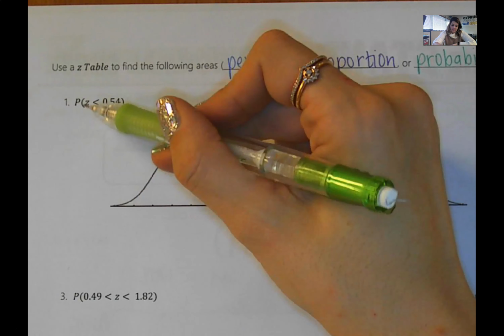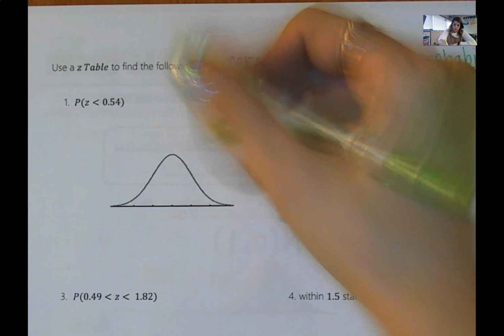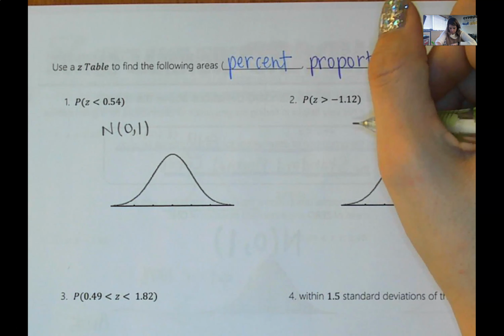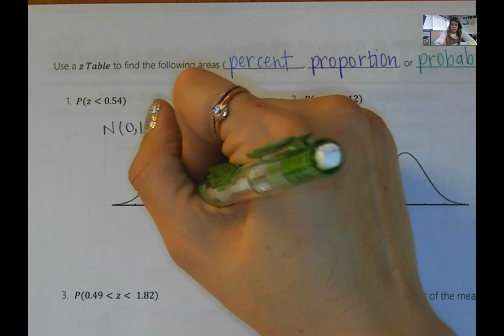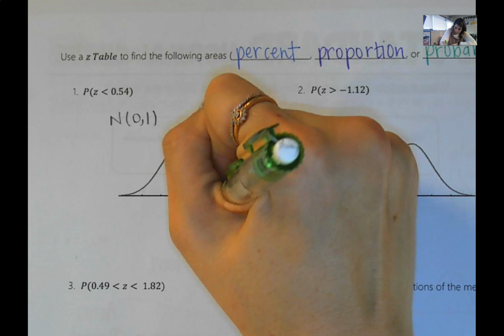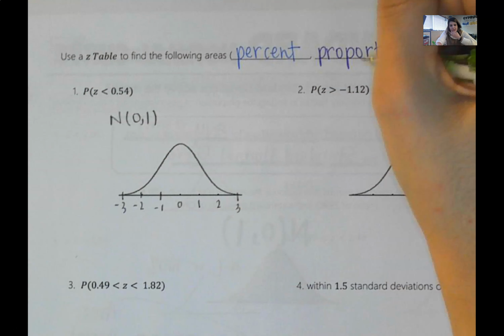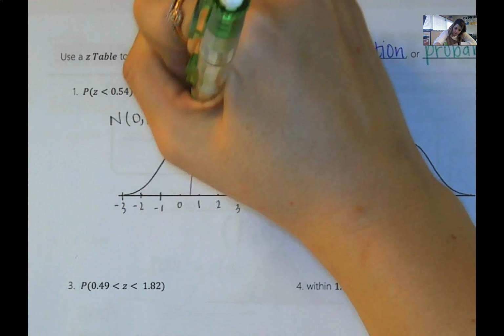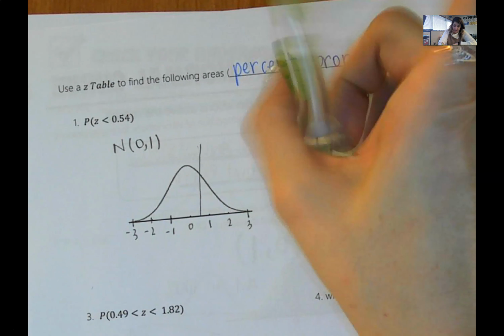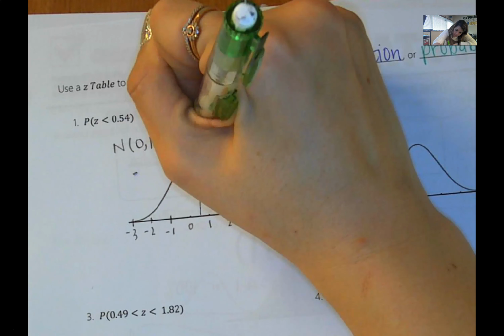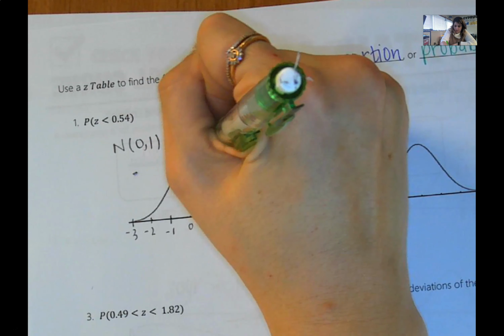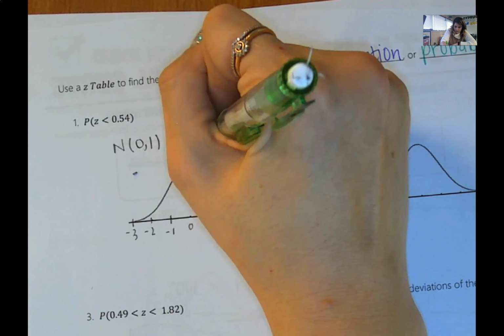Okay, on number one, they want us to find z less than 0.54. First thing we do is write our parameters. Then I'm going to label the x-axis. Then I plant my flag at 0.54 and I label it. Man, that flag is not awesome, family. Let's try again. Your flags can look like whatever you want them to look like. I'll draw some different ones on the next few.